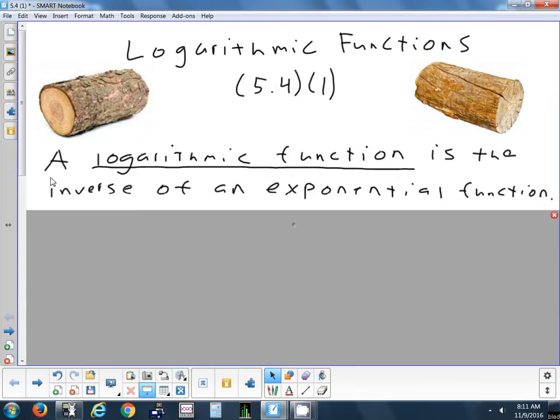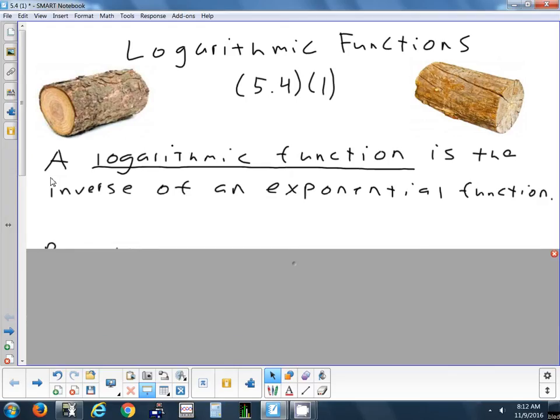All right, so a logarithmic function is the inverse of an exponential function. What that means is it's the opposite. It undoes it. So when we have an exponential equation, if we want to undo having a variable in the exponent, we can use a logarithm to solve it. So a logarithm is another function.